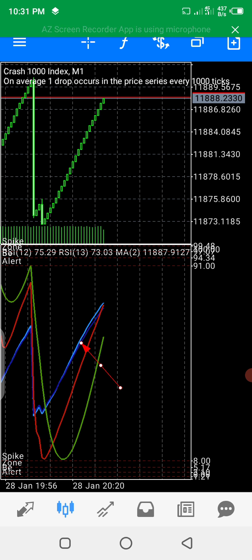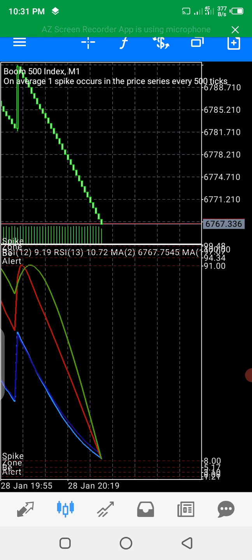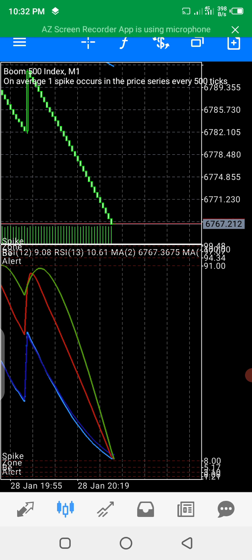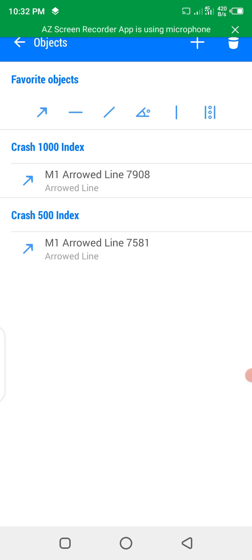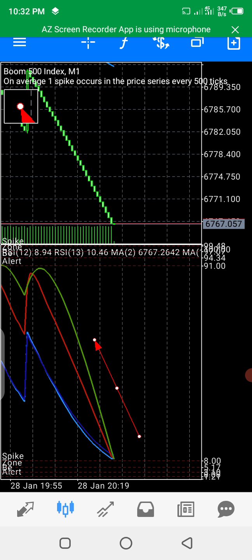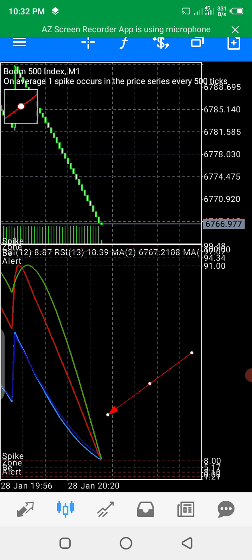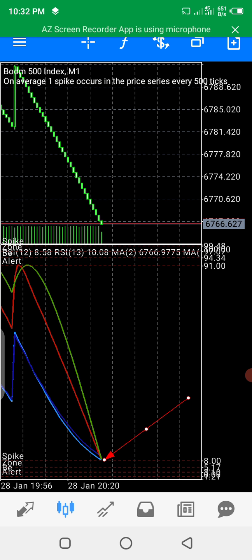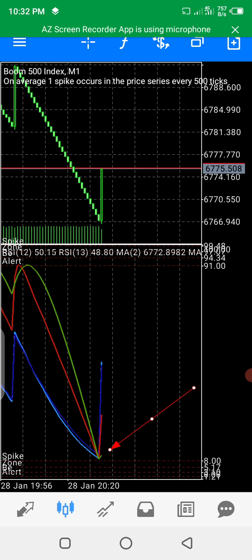Let's check out how boom is doing. We'll start with boom 500. Yeah, this is what I'm talking about. On boom 500, you have seen what is happening. Look here what is happening. This is boom. So for boom, it means the spike zone is here on these red lines. They've touched the first level, which is the 8 level. If you place your trade here, after a few candles, I've seen already it has spiked.